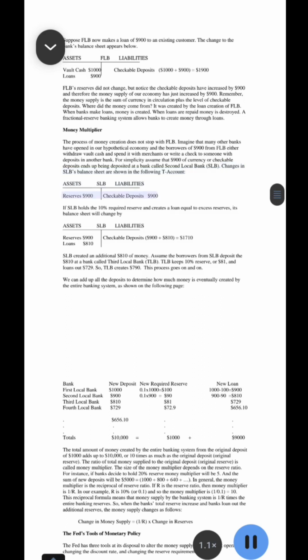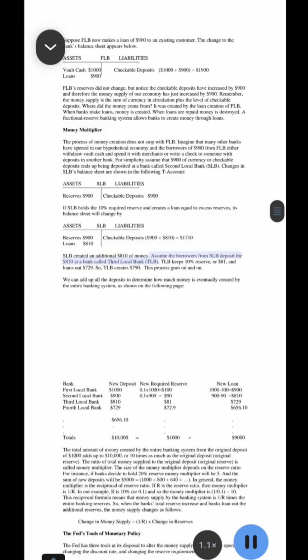Assets SLB: reserves $900. Liabilities: checkable deposits $900. If SLB holds the 10% required reserve and creates a loan equal to excess reserves, its balance sheet will change by: assets, reserves $900 and loans $810; liabilities, checkable deposits $900 plus $810 equals $1,710. SLB created an additional $810 of money.